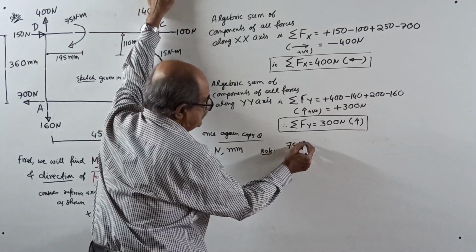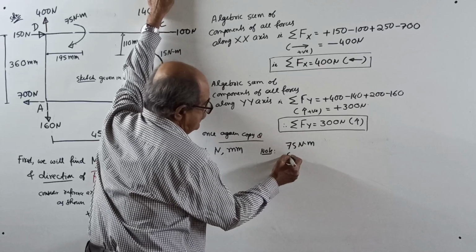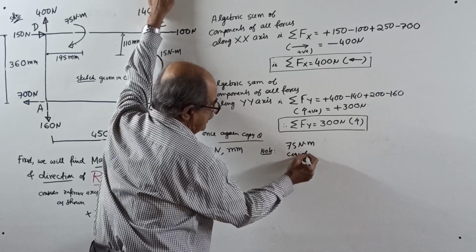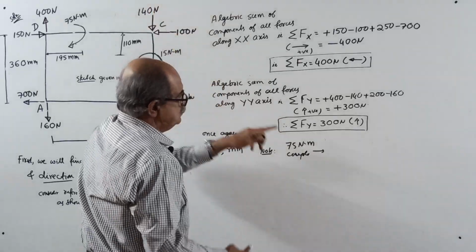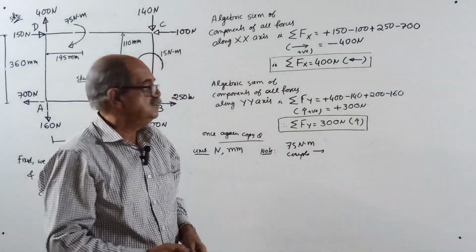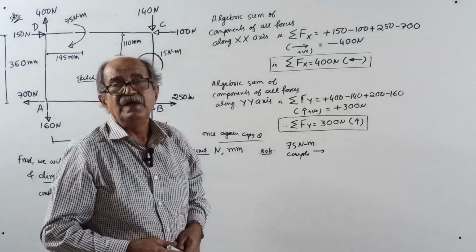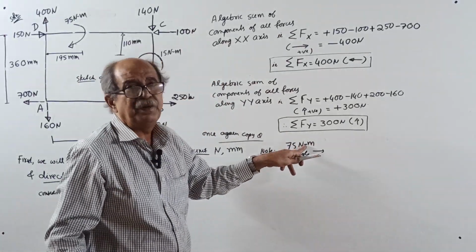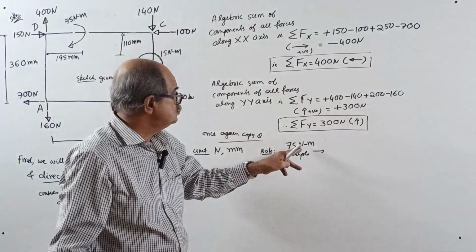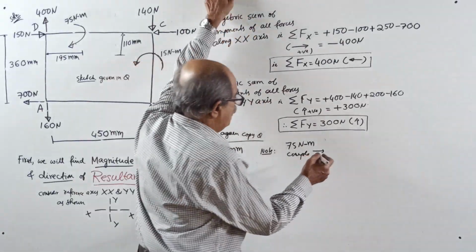75 Newton meter couple, this given couple is, see, Newton meter. It is not a minus, when you write Newton meter, it is multiplying. It is 75 Newton into meter. So what do you want now?